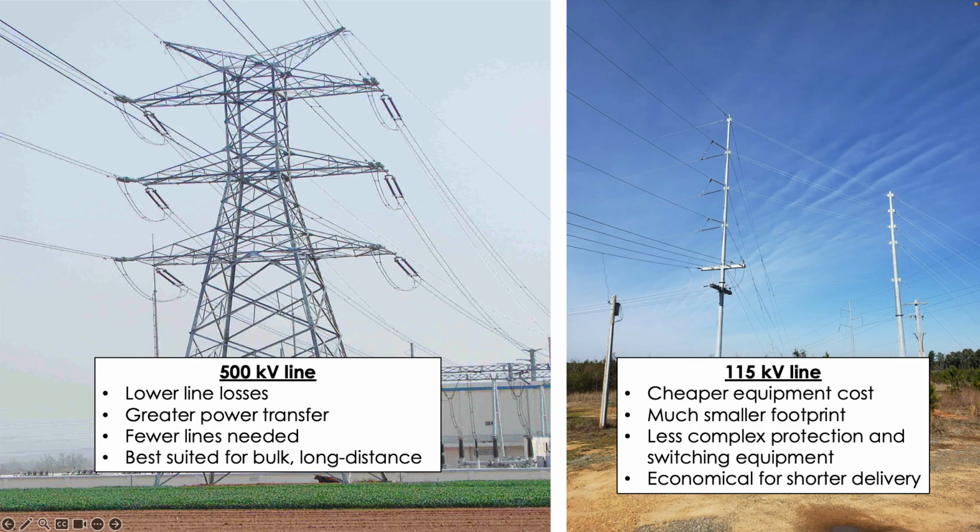And so you're thinking about a lot of these attributes of different voltages to think about what's best for your system, right? A 115 kV line, yeah, sure, your losses are going to be higher, but maybe I can use this at shorter distances. It's going to be cheaper. It's going to have a smaller footprint. I need less protection and switching equipment to step these up and down. And so economics are going to play a big role in determining why and when I would want to have a 500 kV versus a lower voltage line.